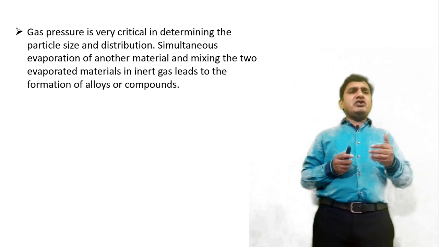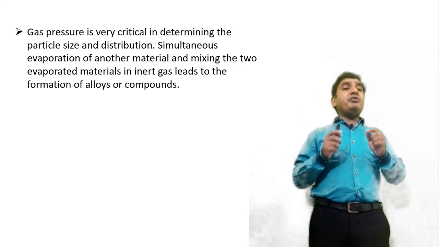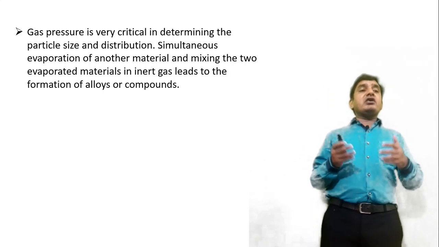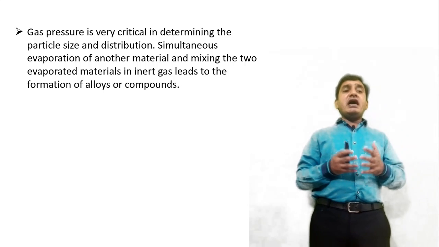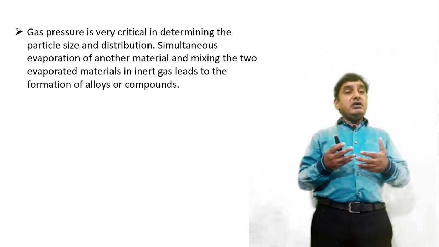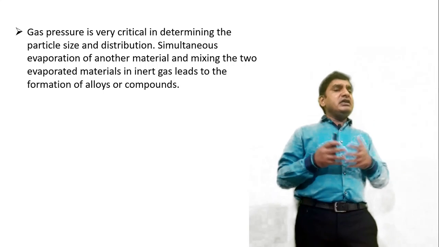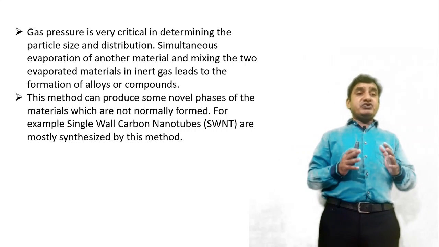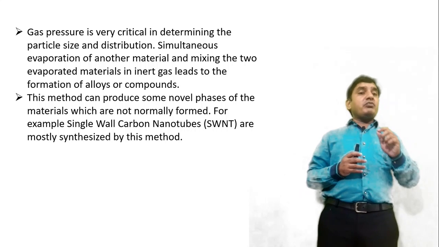Simultaneous evaporation of another material and mixing the two evaporated materials in inert gas lead to formation of an alloy or compound, so that the evaporated material consists of atoms, and these atoms can be combined with the inert gas, and there is a formation of alloys or compounds. This method can produce some novel phases of the material which are not normally formed.